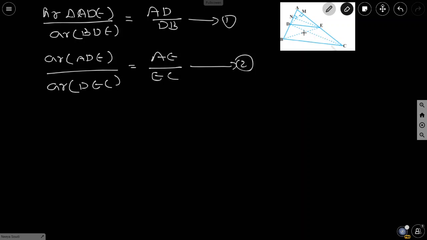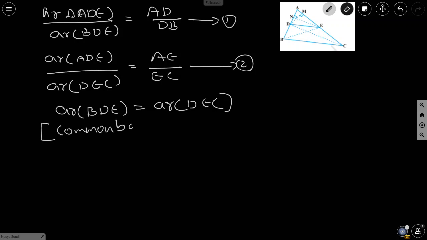We can see there DE as common base and DE parallel BC. So we can write by ninth standard you have learned, if there is a common base and between same parallels, their area will be equal. So we can write area of triangle BDE is equal to area of triangle DEC. Reason between common base DE and DE parallel BC. That's the reason. So we can give it as equation number 3.